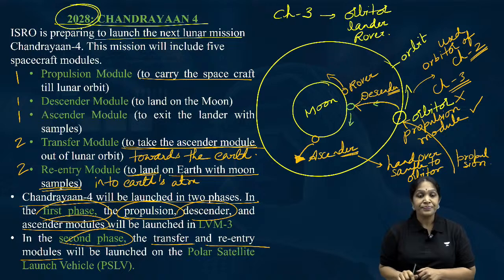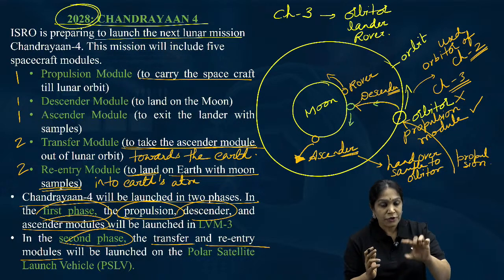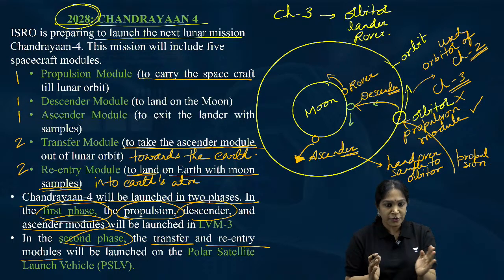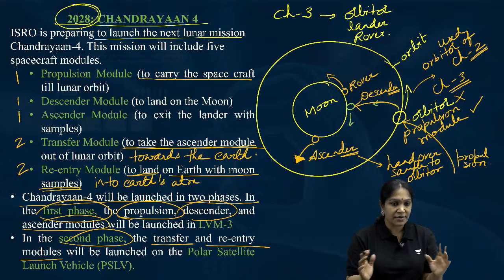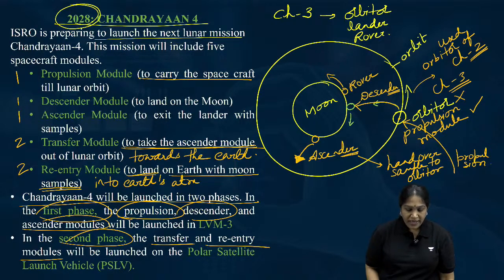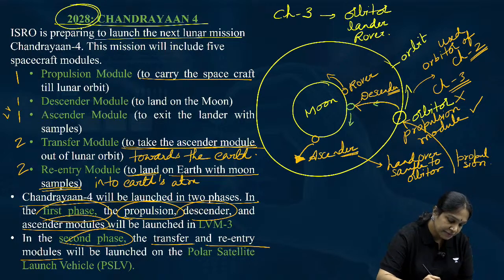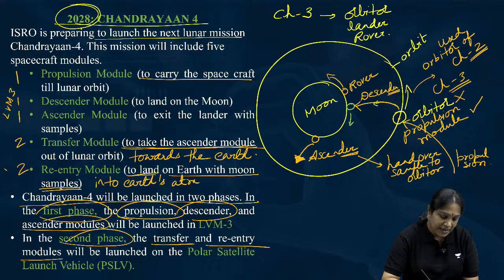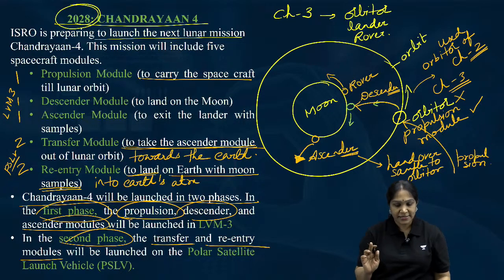That is the reason why this is going to be the first mission of ISRO to be launched in 2 phases. Earlier we did not launch any mission in 2 separate phases. And the vehicles used: for phase 1 we are using LVM-3. For phase 2 we are using PSLV, not NGLV. Is it clear?